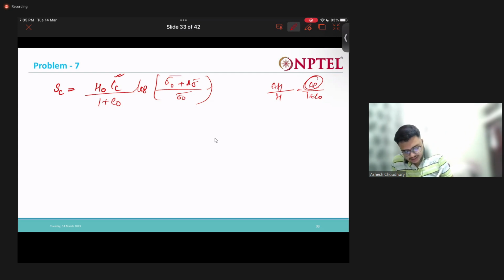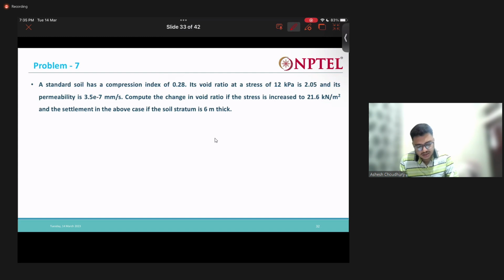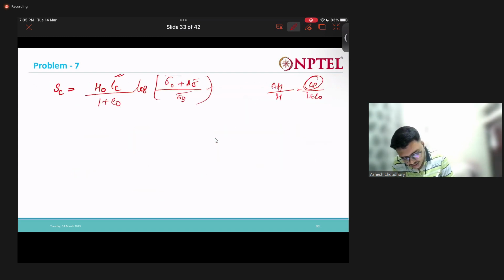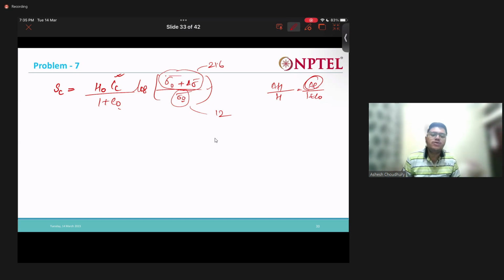Now, our initial stress was 12 kPa, and what was the final stress? It was 20. So this is my 21.6 and this is my 12, right? Now this e naught is actually the initial void ratio before any consolidation has occurred. So with the given data, how can we find e naught?